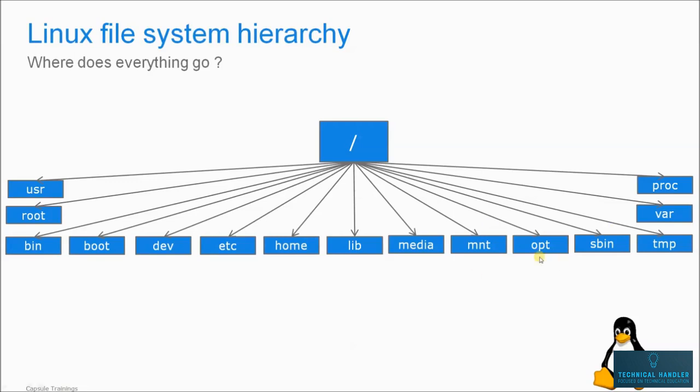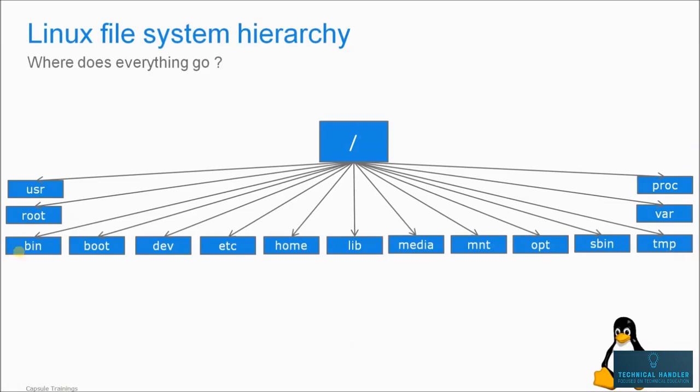We have the opt or /opt. This has some add-on application software. We have the sbin. The sbin directory includes executables as well, but system executables, the system binary files. We have the tmp. This is just a directory that includes some temporary files.